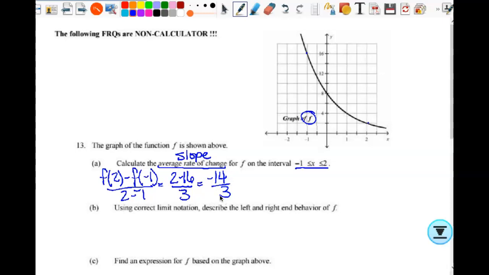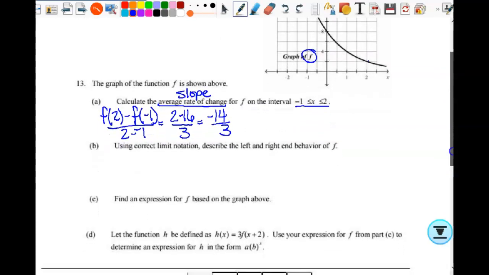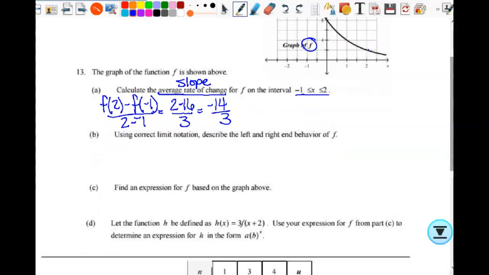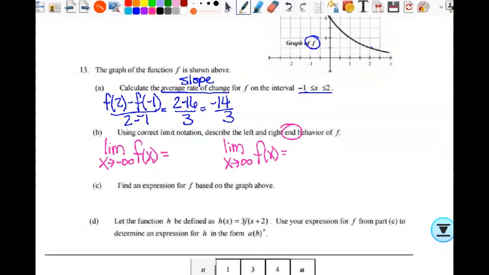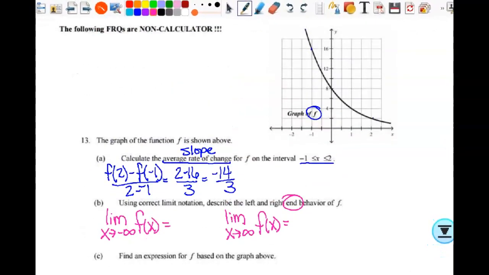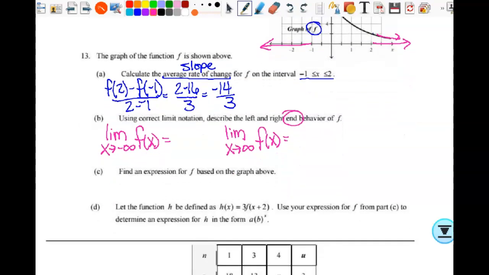Then using the correct limit notation, I want to describe the left and right end behavior. End behavior means I'm going to have the limit as x approaches -infinity of f of x, and the limit as x approaches infinity of f of x. So for this function, as x approaches -infinity, f of x is approaching infinity, and as x approaches infinity, f of x is approaching 0.